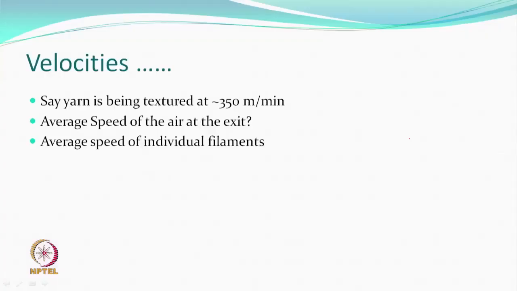You must understand, let us say the yarn is moving at some average speed of about 350 meters per minute at the take up. And we do understand, just because the loop has been formed, the average speed of the individual filament must be higher than this, then the loop will form. There is a pressure out there. And we can also assume that the average speed of the air at the exit will be more than the speed of the filament, because there is a slip also. The air is not gripping the filament like a roller, right?